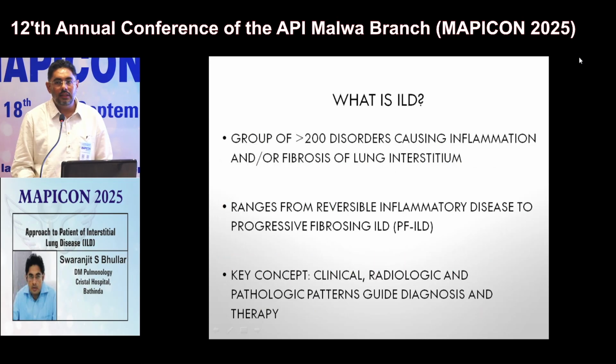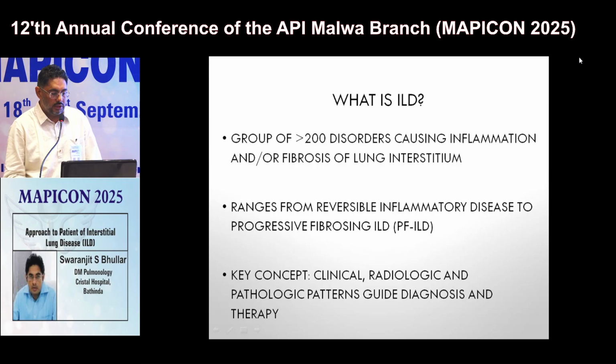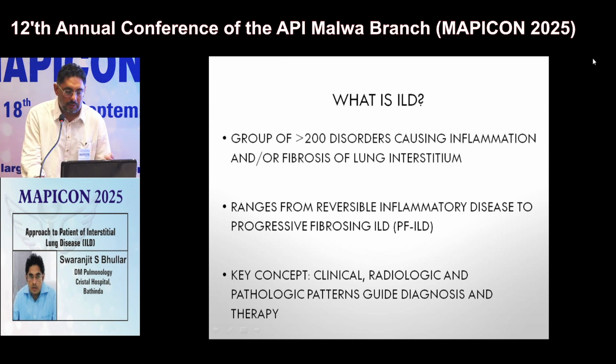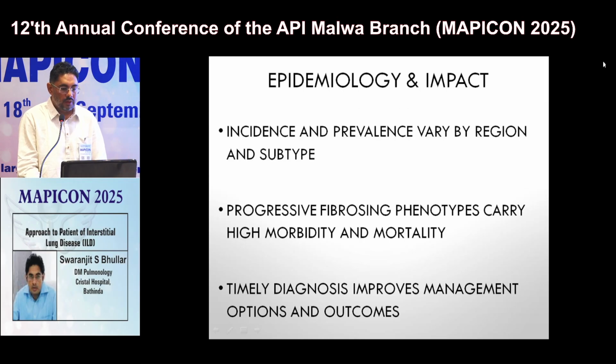So what is an ILD? These are basically not a single disease. It's a group of 200 disorders causing inflammation or fibrosis of the lung interstitium. It ranges from reversible inflammatory disease to progressive fibrosing ILD. So what are the key concepts? Basically, it has clinical, radiological and pathological patterns which label every separate ILD, and they help in guiding the diagnosis and treatment of that particular ILD. All ILDs are not the same; the treatment is not the same, the investigations are not the same.